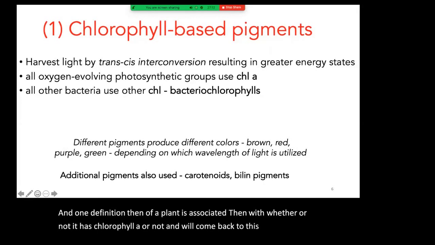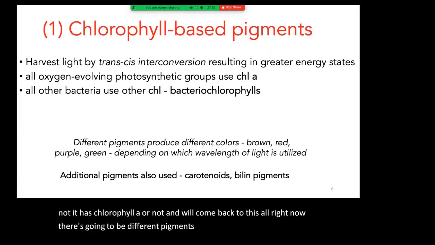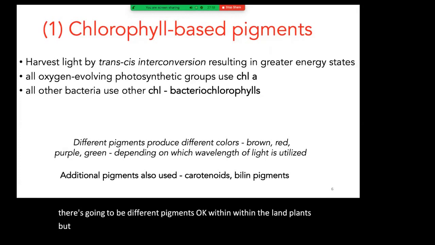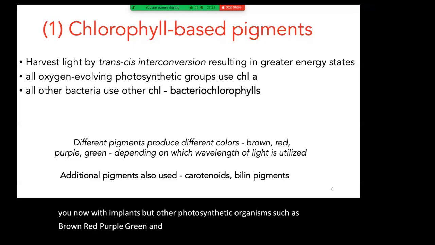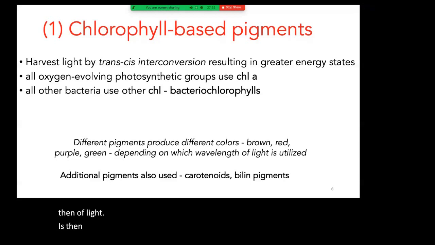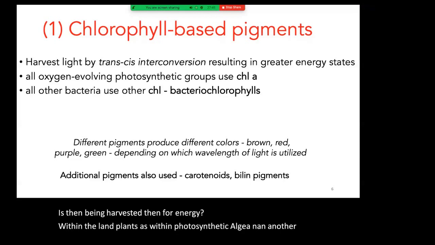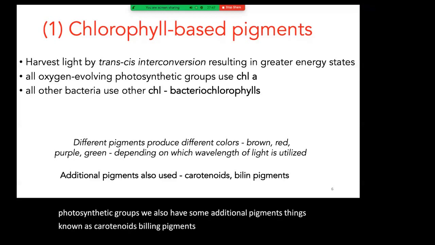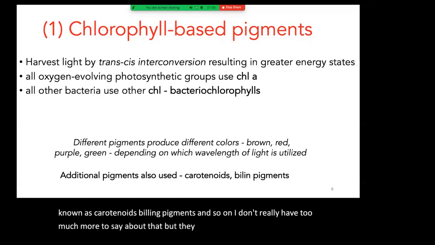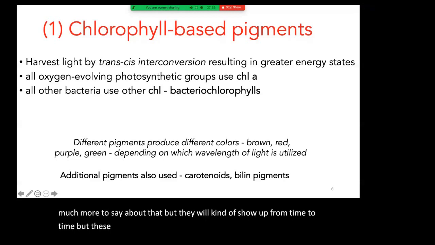Now, there are going to be different pigments, okay? Within the land plants, but also in different organisms that do photosynthesis. And those different pigments produce some of the different colors that you see, not only within plants, but in other photosynthetic organisms, such as brown, red, purple, green. And that all depends on which wavelengths of light are being harvested for energy. Now, within the land plants, as well as within photosynthetic algae and other photosynthetic groups, we also have some additional pigments, things known as carotenoids, bilin pigments, and so on. I don't really have too much more to say about that, but they will show up from time to time. But these are all chlorophyll-based pigments.